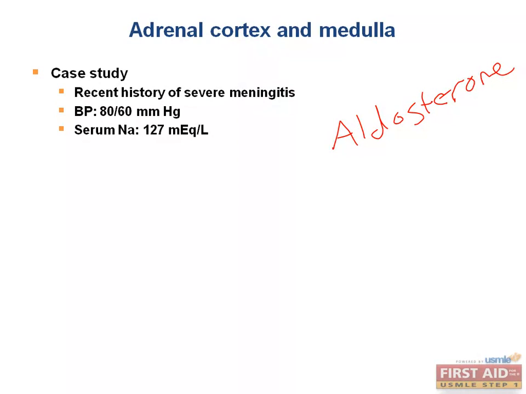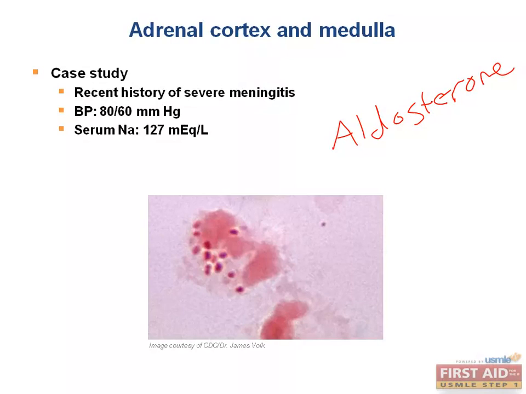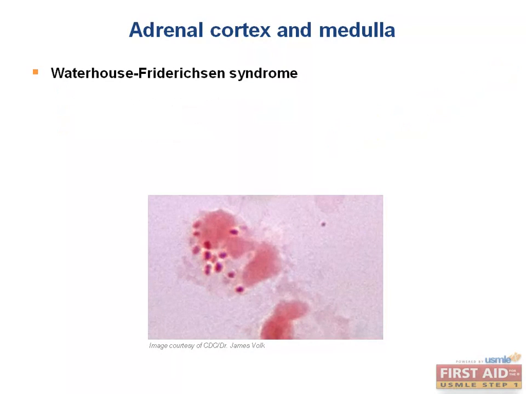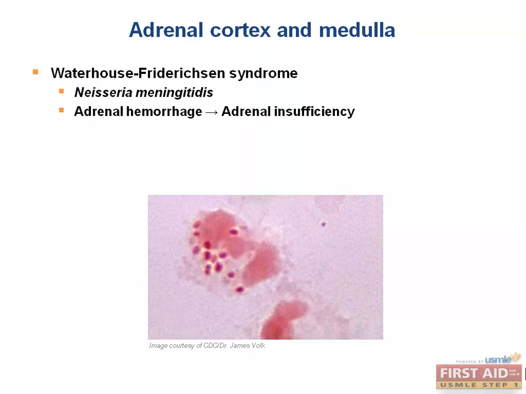Well, what if I were to tell you that the cause of this patient's meningitis was due to organisms seen here on the Gram stain? As you can see, these are gram-negative diplococci. Do you know what the underlying problem is here? Some of you may have recognized this as a cause of Waterhouse-Friderichsen syndrome. And what is the cause of his meningitis? Right, Neisseria meningitidis.